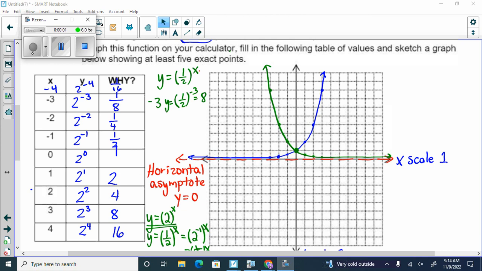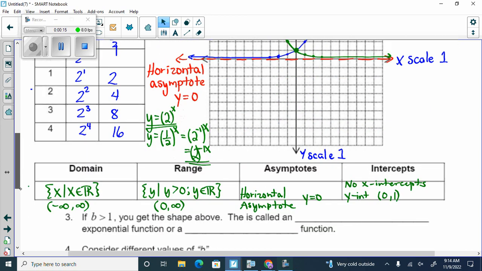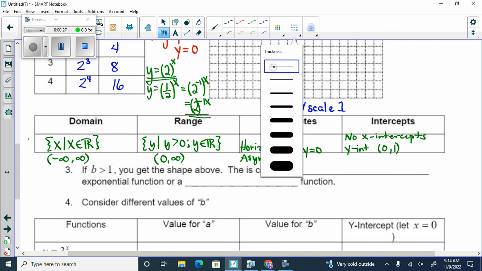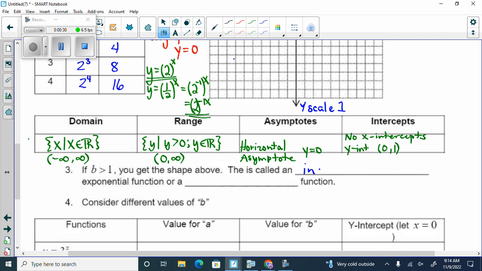So we talked about how 2 and 0.5 are just reflections of each other, because a half can be written as 2 to the negative 1. So basically what you need to take home from exponentials is if b is greater than 1, you get the shape above. This is called an increasing exponential function, or a growth function.